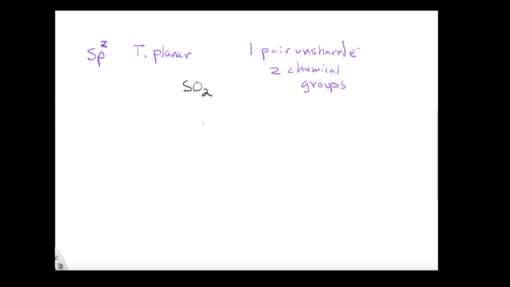All right, now we have also another class of sp2 molecules. These are also trigonal planar. They're going to have 1 unshared pair of electrons on them, and there will be 2 chemical groups. All right, and the classic example here from inorganic chemistry will be SO2, and the structure is going to look like this.